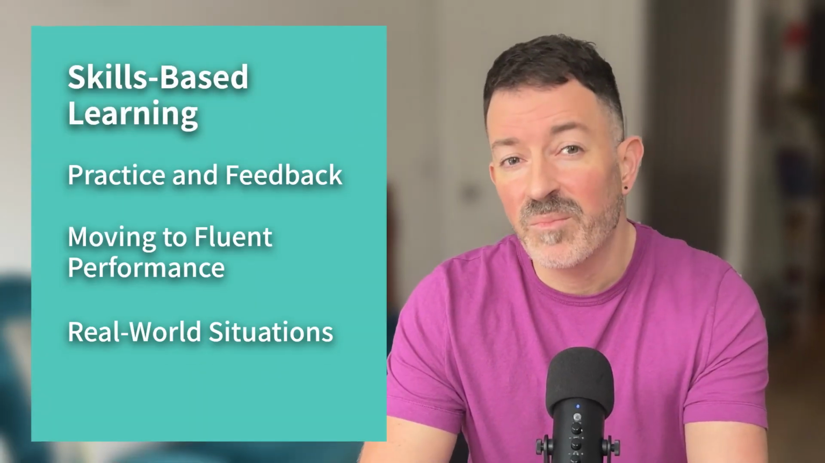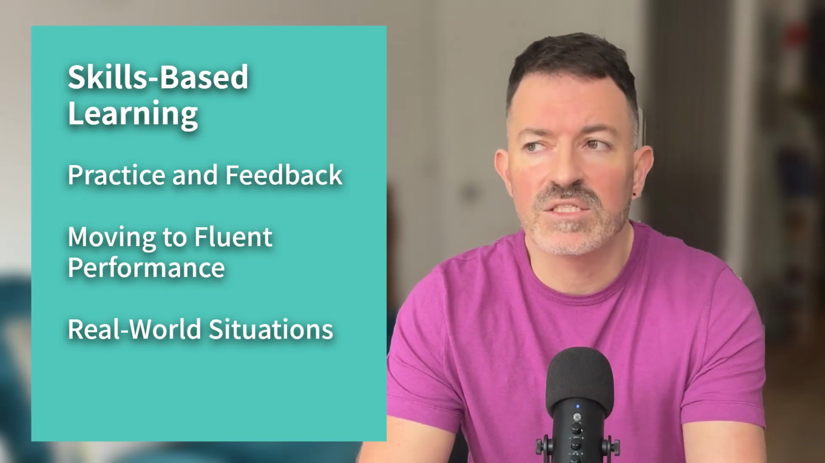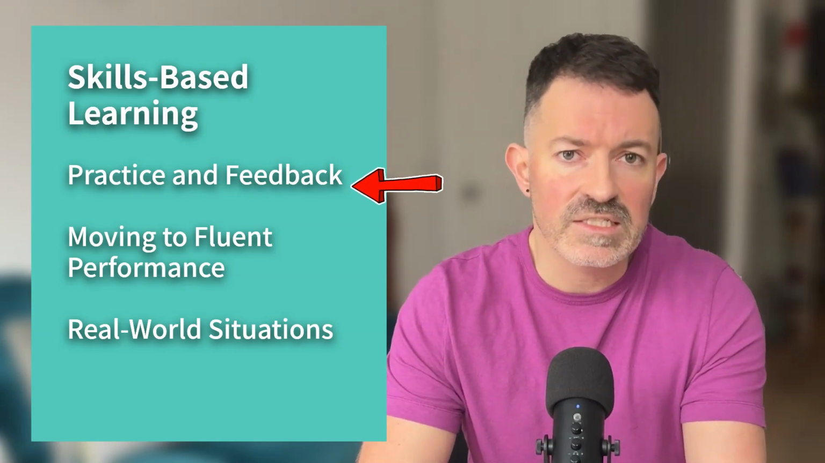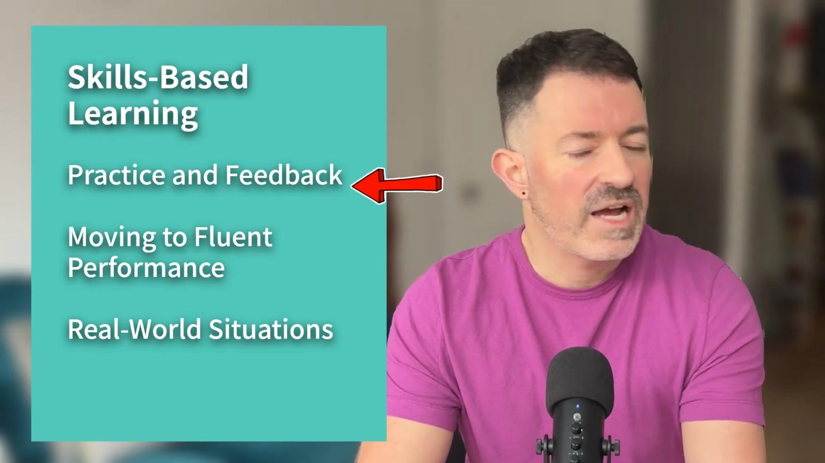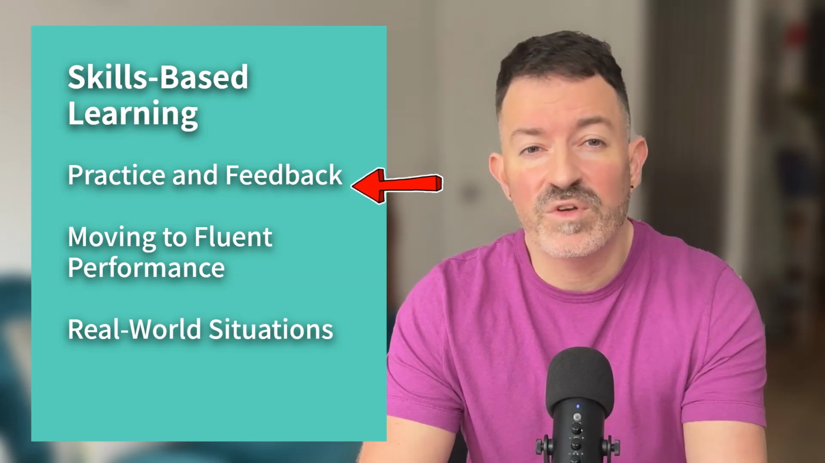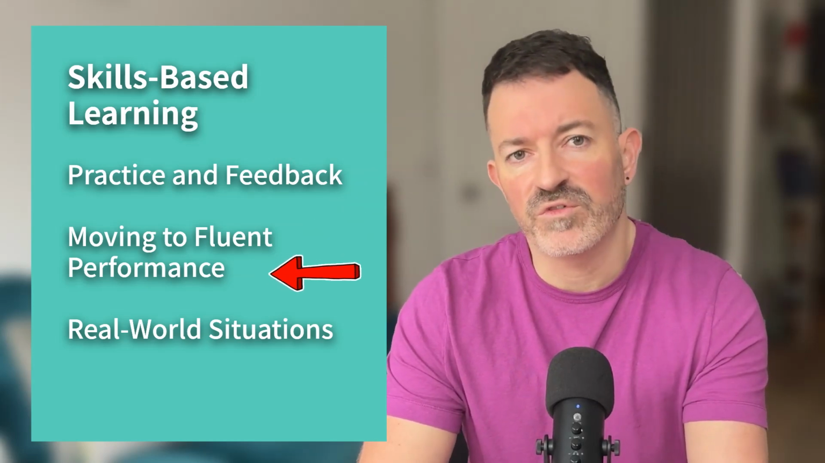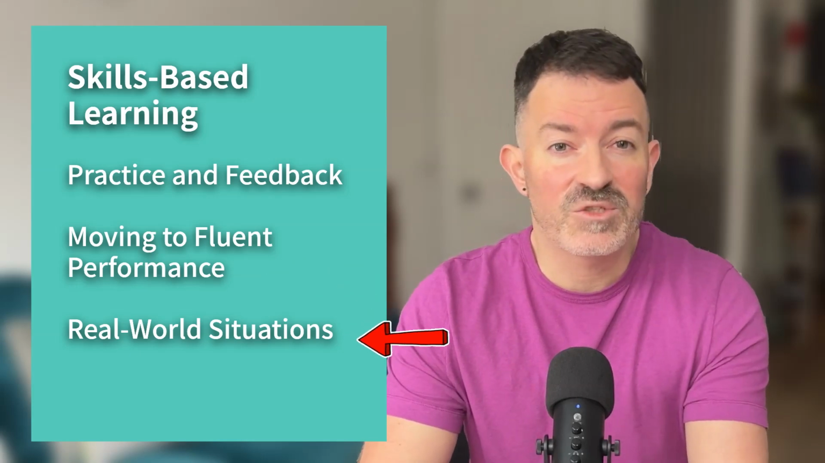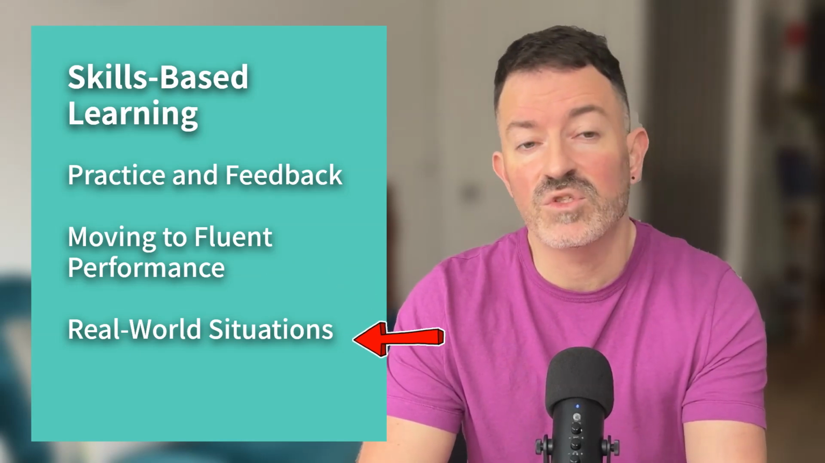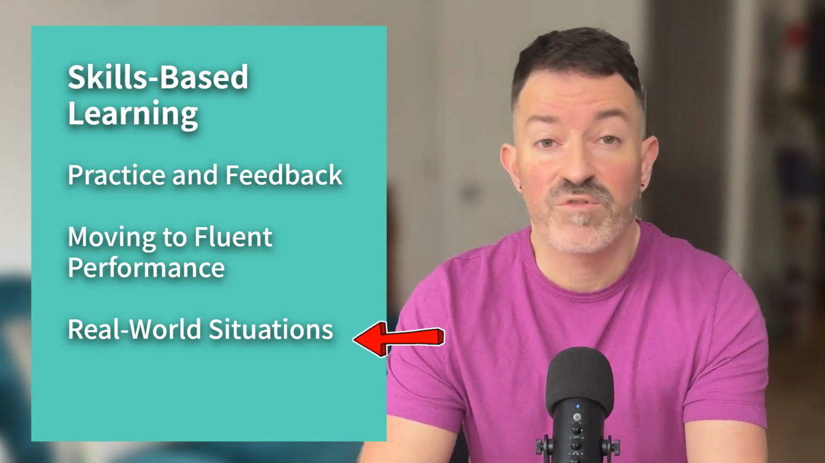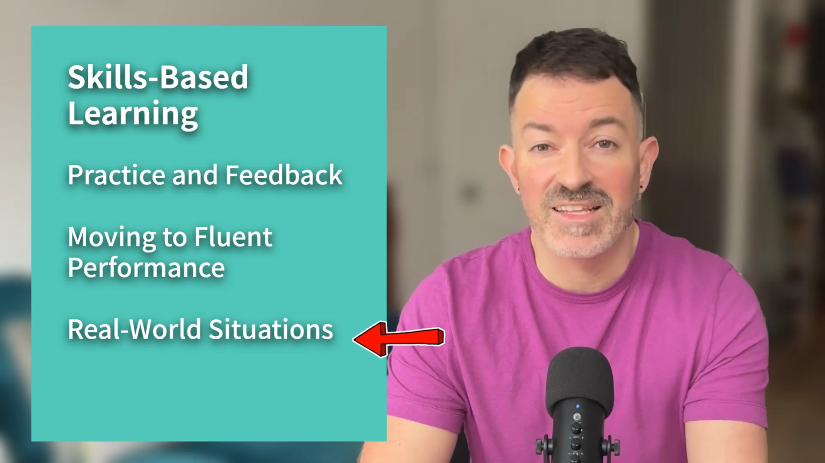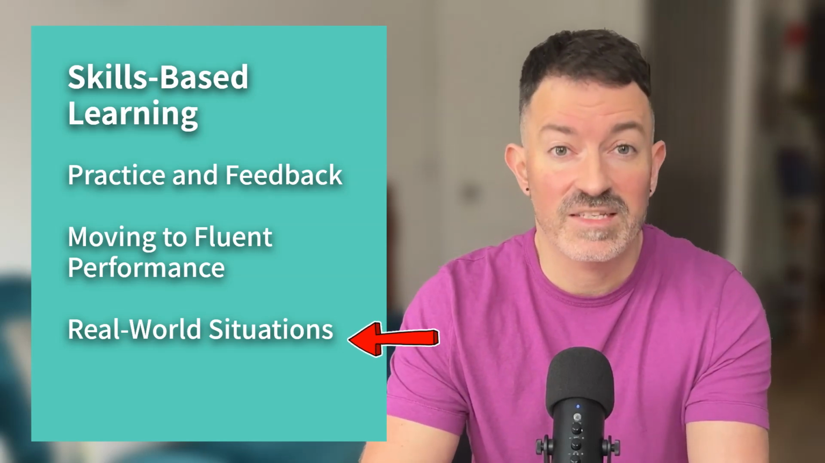From a learning perspective, CBLT aligns with skills-based theories, skills development through practice and feedback, and often moving from conscious control towards more fluent performance. Practice matters, but it is always directed towards reliability. Performance should be in situations that learners are likely to face.